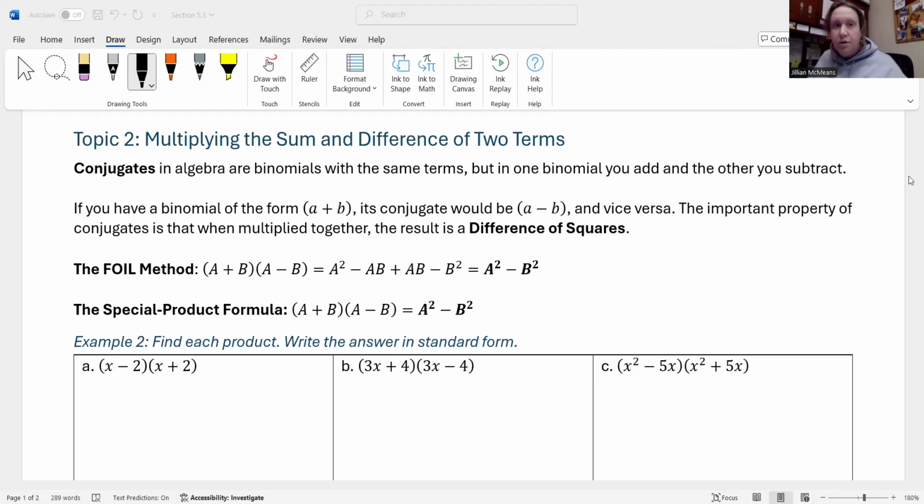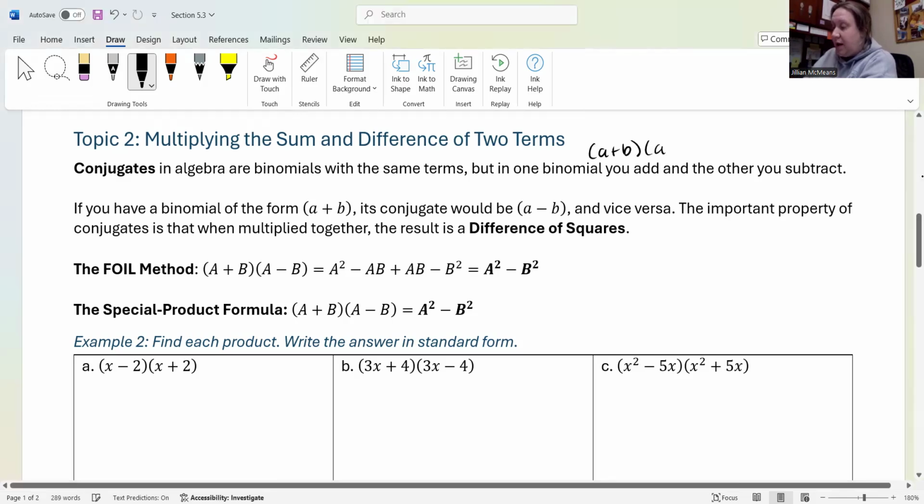For topic 2, we're going to look at multiplying the sum and difference of two terms. Okay, so a new definition. We do have the idea of conjugates. Conjugates in algebra are binomials that have the same terms, but in one binomial you add, in the second binomial you subtract. Think like a plus b, a minus b. So if you have a binomial of the form a plus b, the conjugate is a minus b.